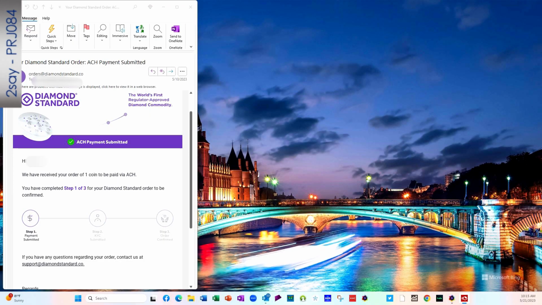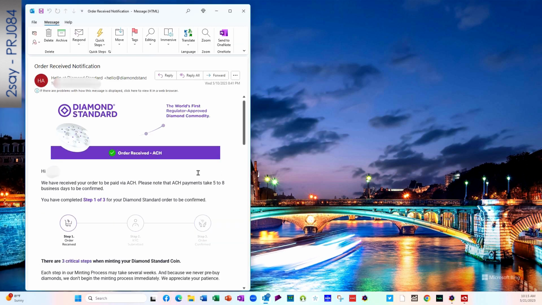After your order is placed, you will receive a number of emails confirming and showing the status and the progress as it goes. The first two emails you get within seconds. So here's the first email. We've received your order of OneCoin to be paid by ACH. Pretty simple email. This is the second email, which again was received within seconds. We received your order to be paid by ACH. Please be aware that ACH payments take 5 to 8 days. Yeah, they want to make sure the money's clear before they ship the diamonds to you.